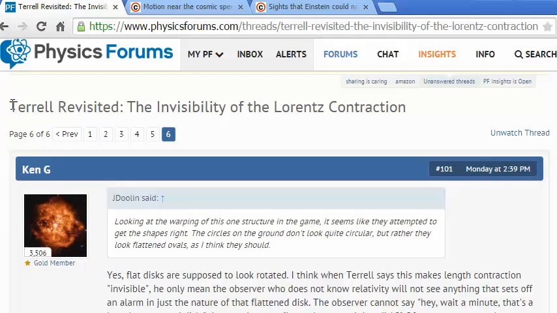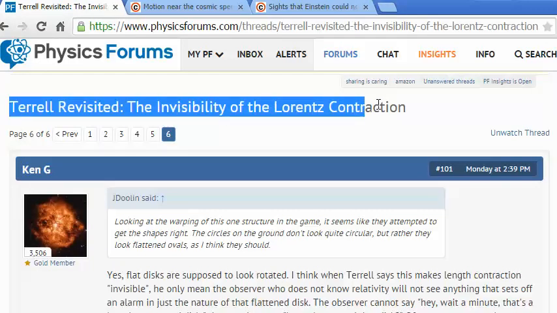This is all part of an ongoing conversation I'm having on physics forums regarding Terrell Revisited, the invisibility of the Lorentz contraction.